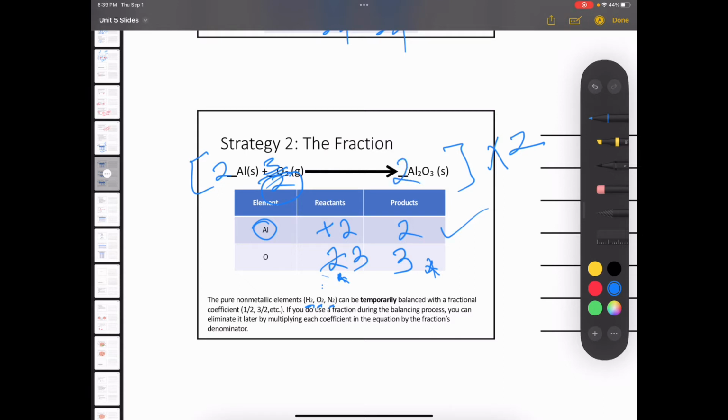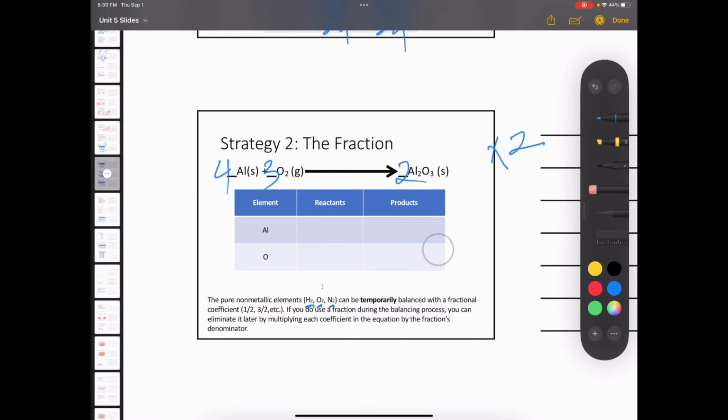2. After multiplying by 2, this will look like 4, 3, 2. Now, if you double check your count of atoms on both sides, aluminum, I have 4, and I have 4. For the oxygen, I have 3 times 2, that's a 6, and I have 2 times 3, that's a 6. So both are equal, then this equation is considered stoichiometrically balanced.